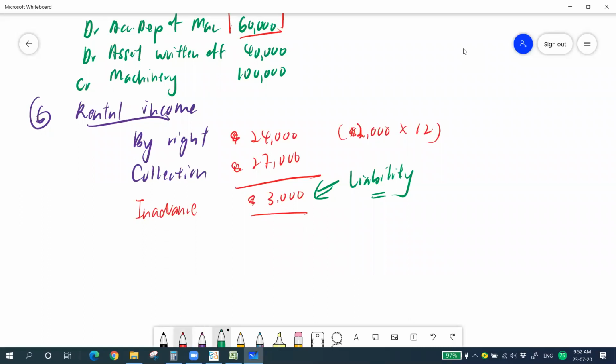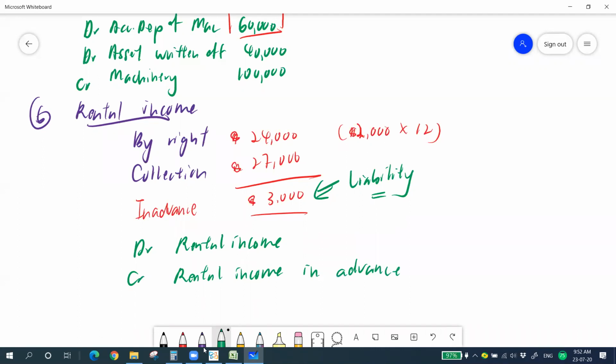So double entry, we debit rental income, I credit rental income in advance. This is the double entry.